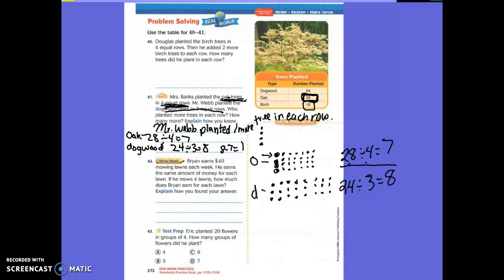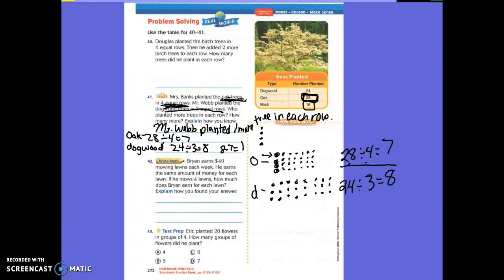Okay, so we said that the oak tree was 28. We divided it by 4 for the 4 equal rows, which was 7 each row. Dogwood was 24 trees in 3 rows. We got 8 trees in each row, and 8 minus 7 equals 1 more tree that Mr. Webb planted than Mrs. Banks.